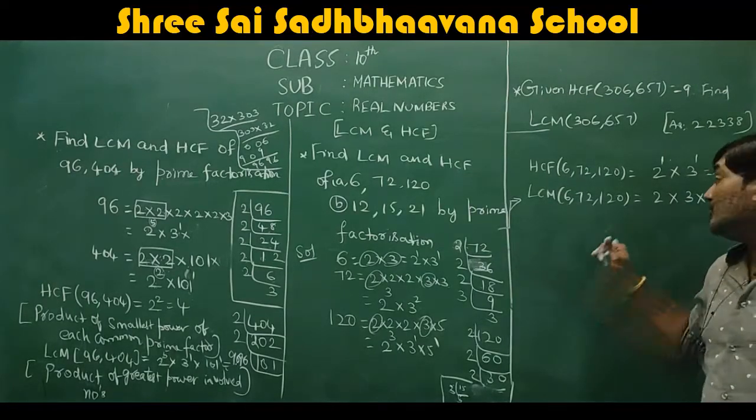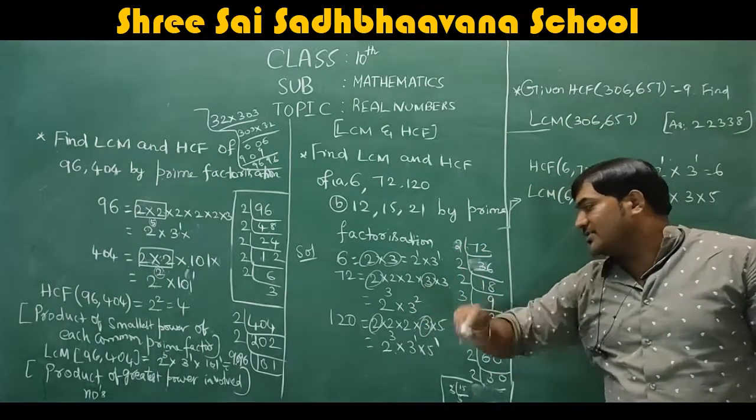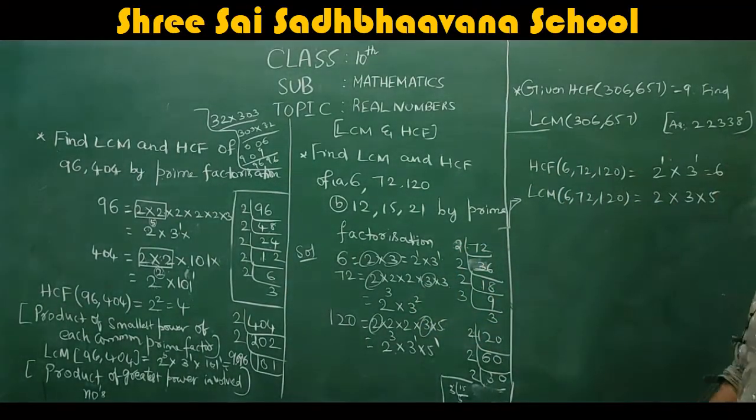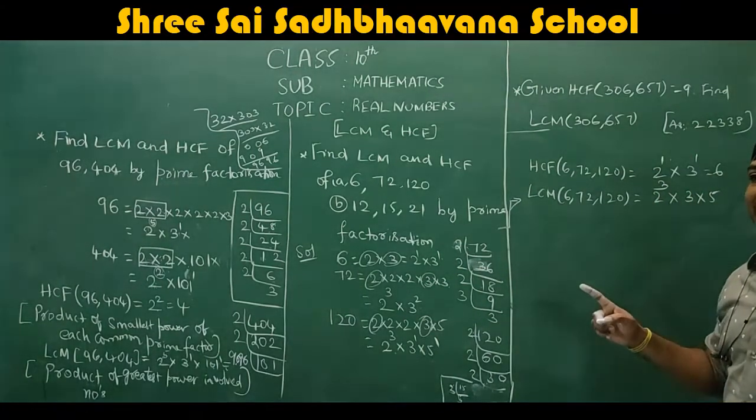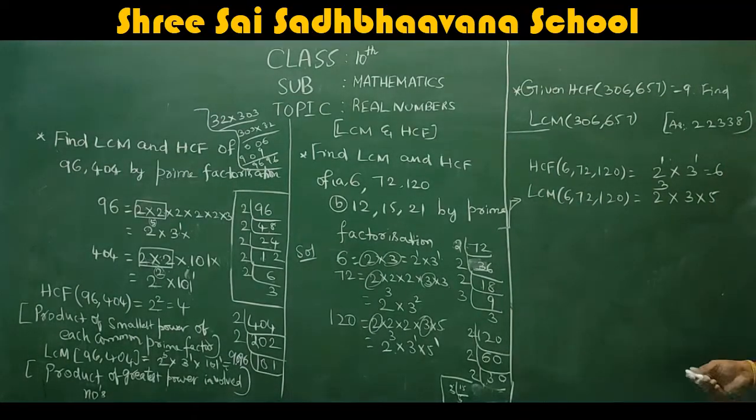Afterwards, see the greatest power of 2. In all these 3, 1, 2, 3. Which is the greatest power? 2 cube. Correct? That 3 is the greatest power in all the 3 expansions for 2. And what is the greatest power for 3?